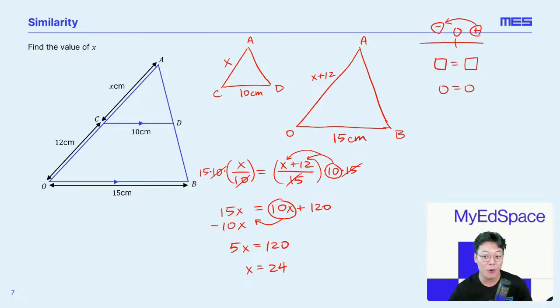X is equal to 24. But what's missing? We made this mistake in the previous 3 slides. And because I made that mistake and I fixed it, I'm not going to forget it again here. The units of measure is in centimeters for this entire problem. So my answer must also be in centimeters.